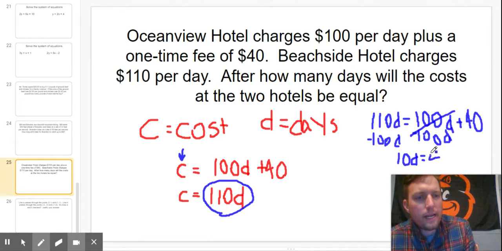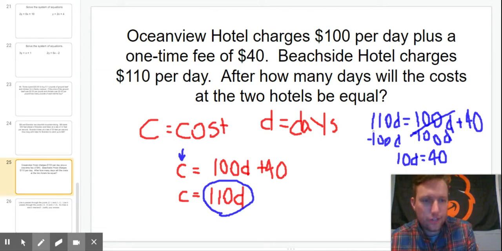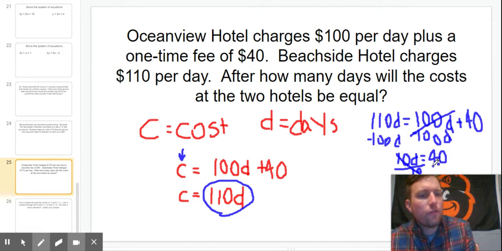Now, in order to get it to just my variable by itself, I'm going to do the inverse operation. So I'm going to divide both sides by 10. 10D divided by 10, they cancel each other out, I'm left with D. 40 divided by 10 gives me, that's right, D equals 4.